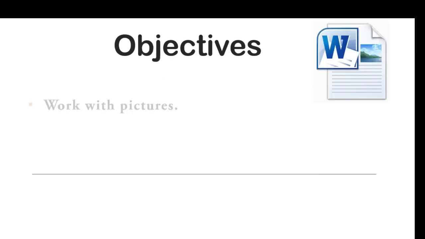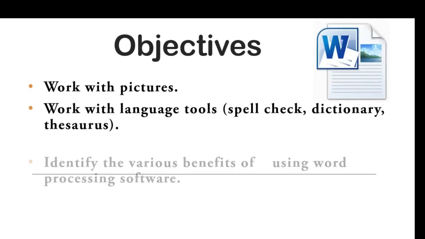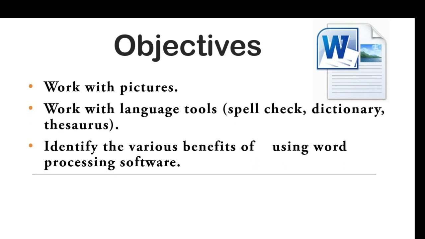Now we shall also perform basic tasks by using a word processor, edit and format some text. In addition, we will work with pictures, how to insert pictures in your Word document, how to edit those pictures, and how to make them fit into your Word. We shall also look at the language tools like grammar checker and spelling checker in your dictionary as well. And now we identify the various benefits of using word processing software. We identify why we are even using Microsoft Word other than other word suites.